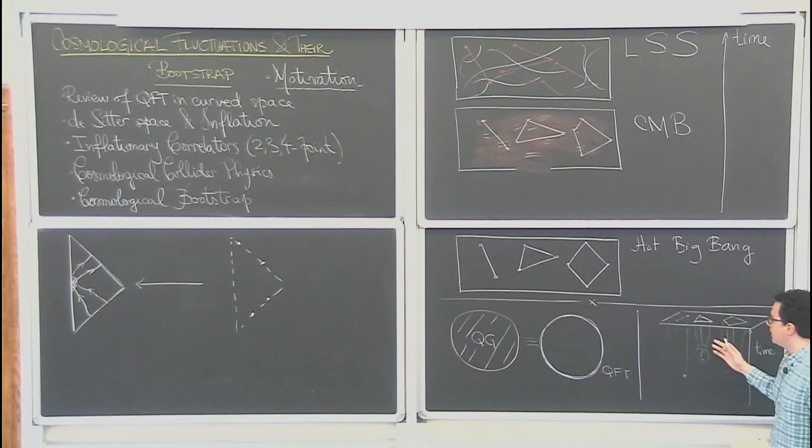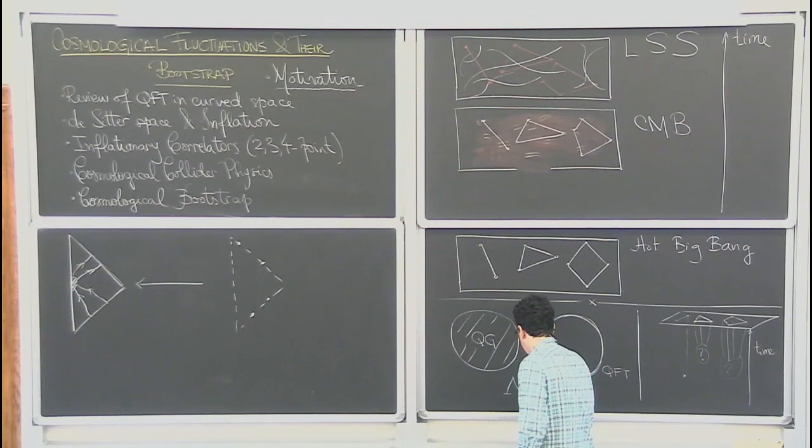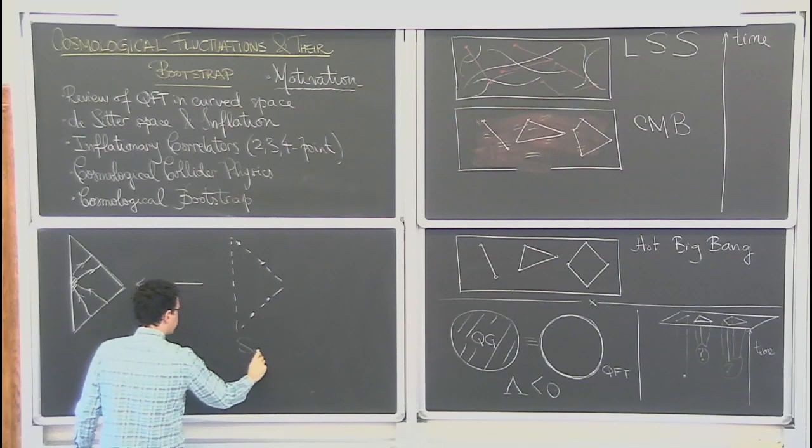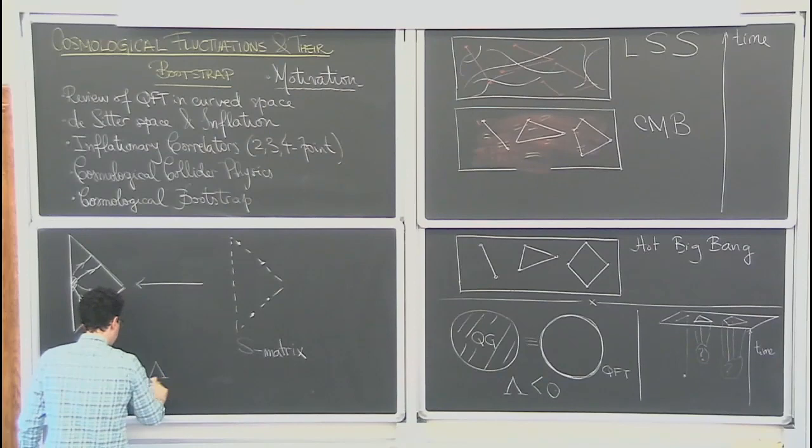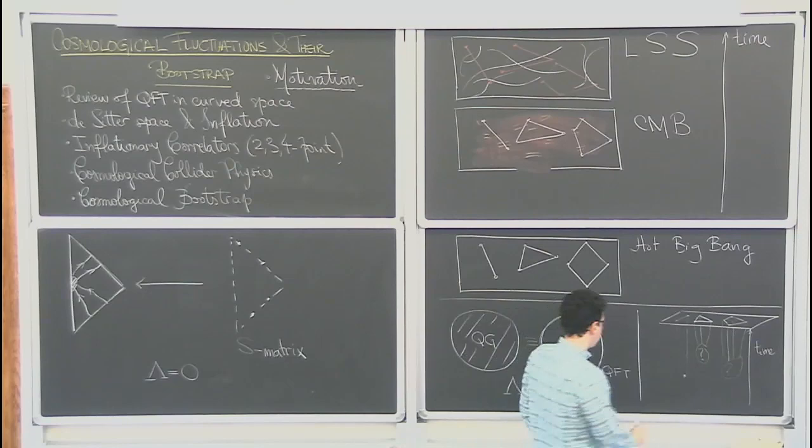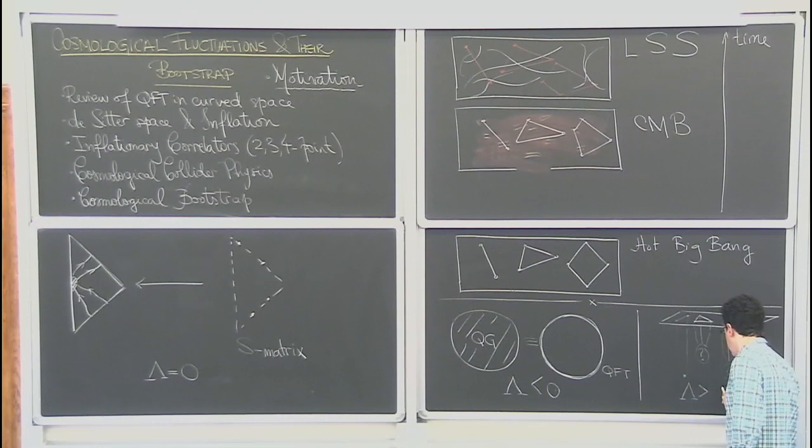So this is the example where the cosmological constant is negative, which is very well understood. This is the example of the S matrix, where the cosmological constant is zero. It's reasonably well understood. That's probably what Nima's going to be mostly talking about. And this, as I'll try to convince you in these lectures, we are just starting to understand what the rules are. Okay.